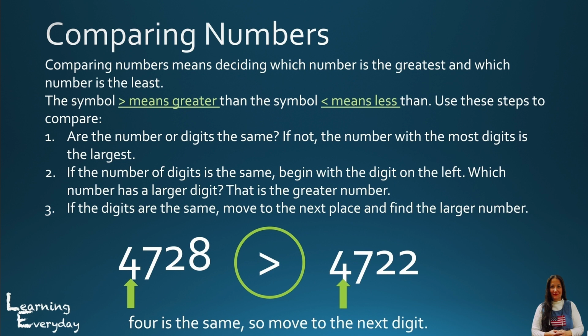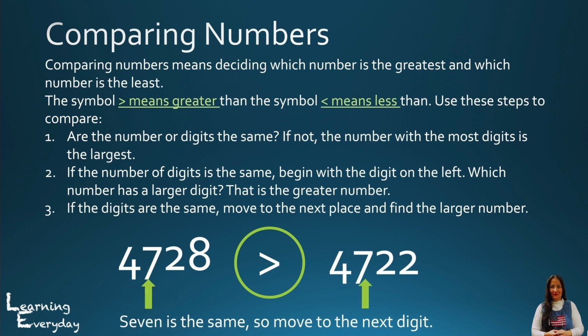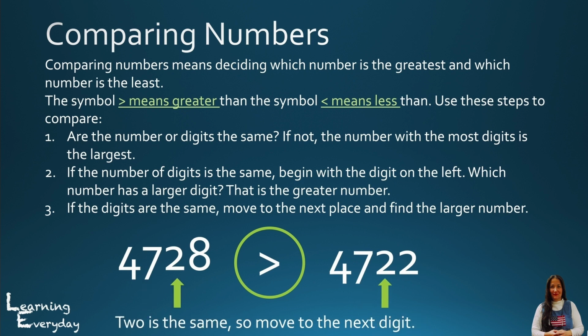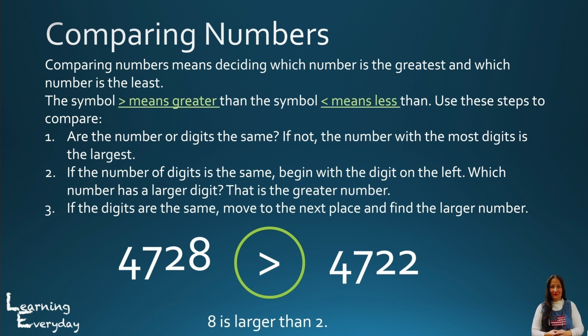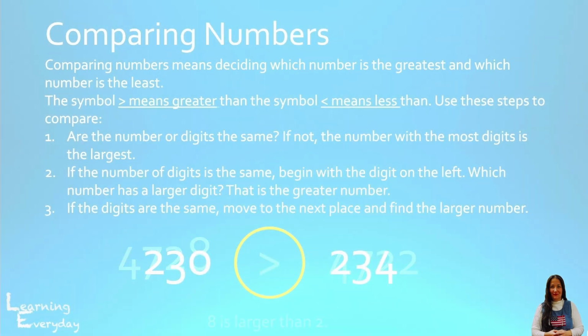The 4's are the same, so we move to the next digit. The 7 is the same, so we move to the next digit. 2 is the same, so we move to the next digit. 8 is larger than 2, so we know that 4,728 is larger than 4,722.